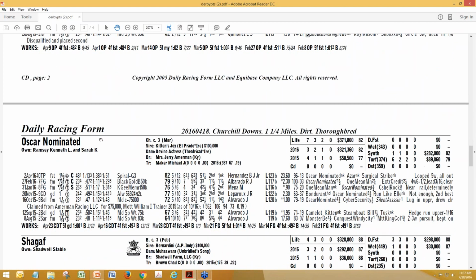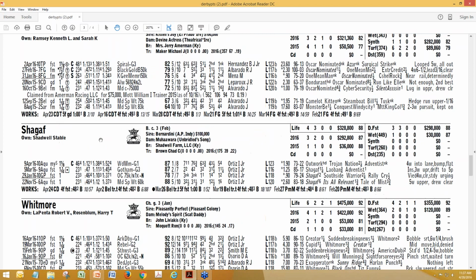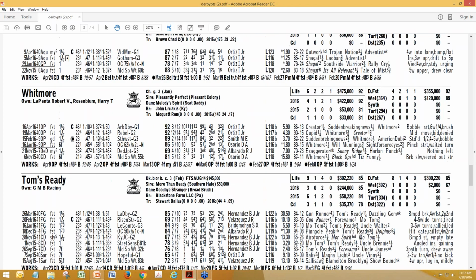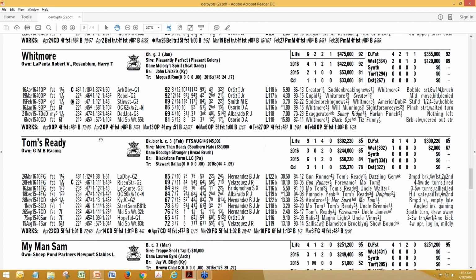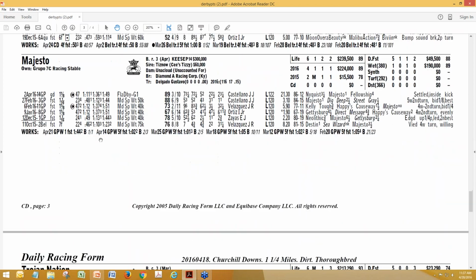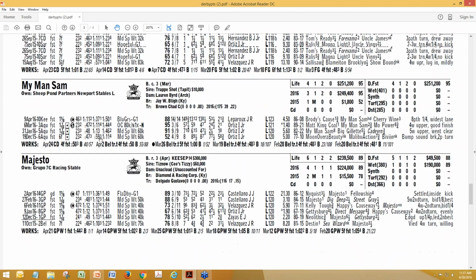Yeah, let's go back through the rest of the field. We're getting into some of the more fringe contenders in a way, although I do want to talk a little bit, unless you have somebody else you want to discuss prior. One second. Tom's Ready's a horse that I liked in this last race. If you want to go back to that one.